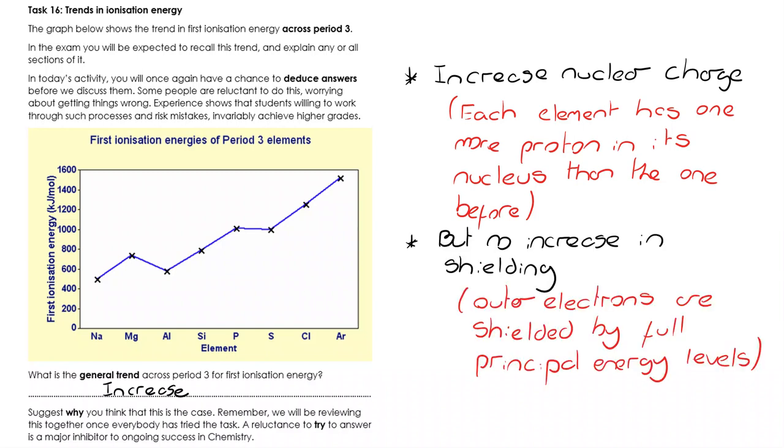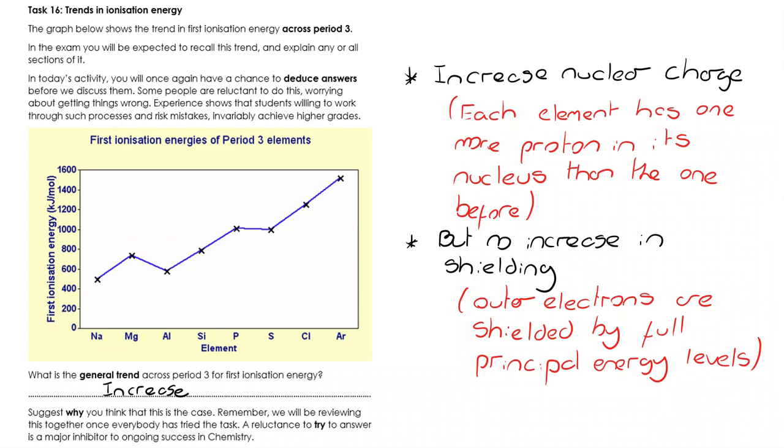What we also have is no increase in shielding. Shielding, as far as we're concerned, and we're going to simplify slightly, is done by full principal energy levels. So in each case here, they've got the same amount of shielding. So because there's an increased nuclear charge holding on to those electrons tighter, but there's no increase in shielding pushing those electrons away, what we get is an overall increase in energy needed to remove the electrons.